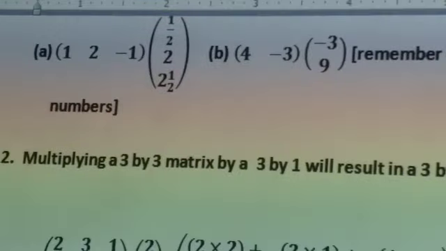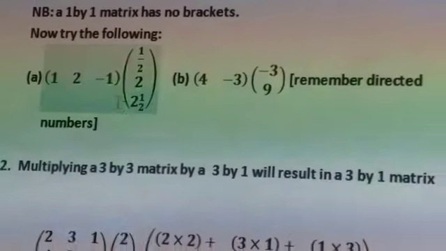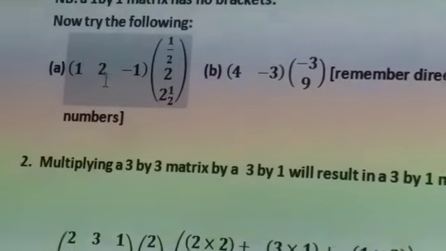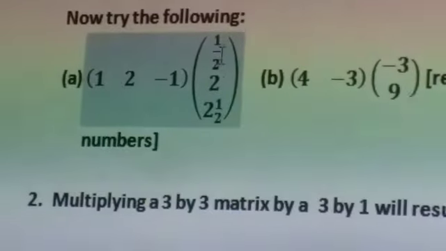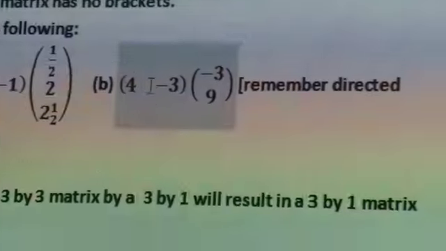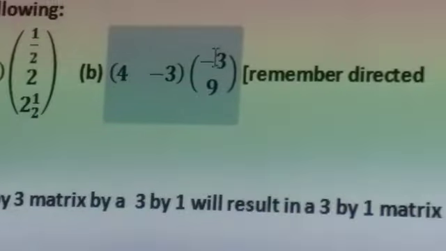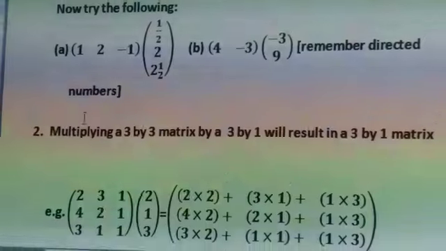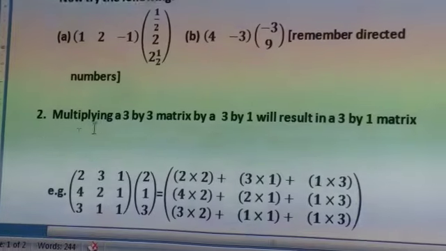I leave these two for you to try. This one is a 1 by 3 matrix. You are multiplying by a 3 by 1 matrix. This one is a 1 by 2 matrix. You are multiplying it by a 2 by 1 matrix. Remember, directed numbers are of great importance in multiplication.